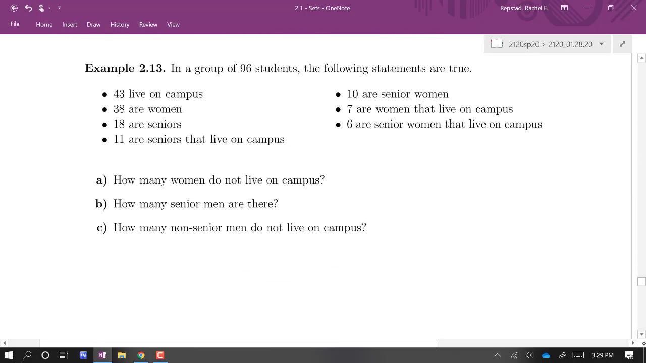Okay, so here we have a lot of facts. In a group of 96 students, the following statements are true. And 96 is the universe. These 96 students are our universe here. 43 live on campus. 38 are women, 18 are seniors, and then we have combinations of these. Seniors that live on campus, senior women, women that live on campus, senior women that live on campus.